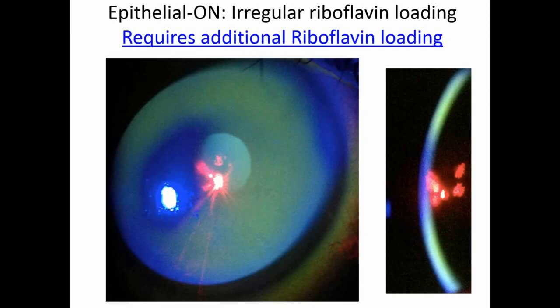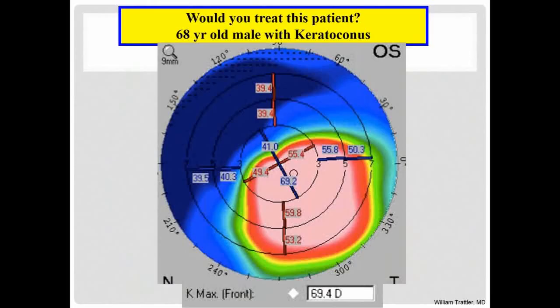Now here's an example where there's not enough riboflavin present. So this patient had used a sponge, but for some reason this little dark blue area did not really load well. You can see that also in the slit lamp cross section. So this patient should not be treated with UV light at this point. They need additional riboflavin loading before advancing to UV light use.